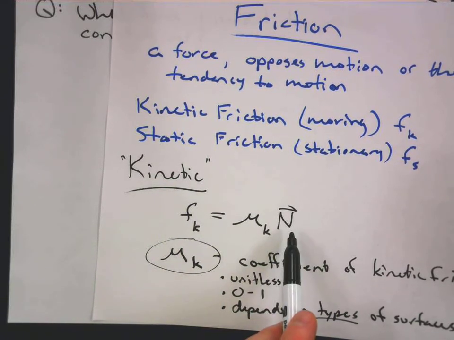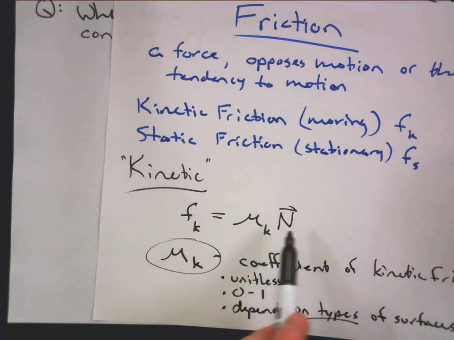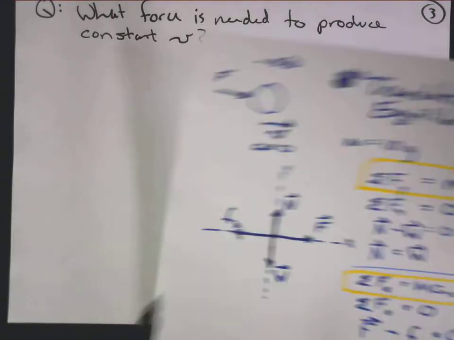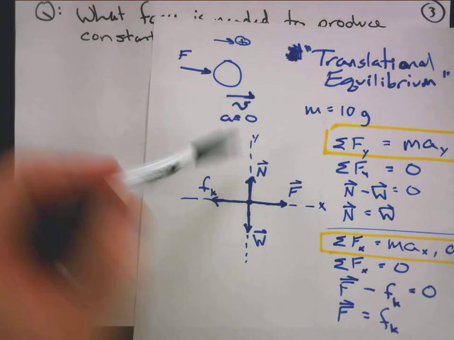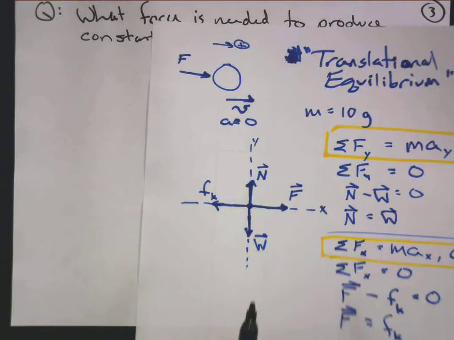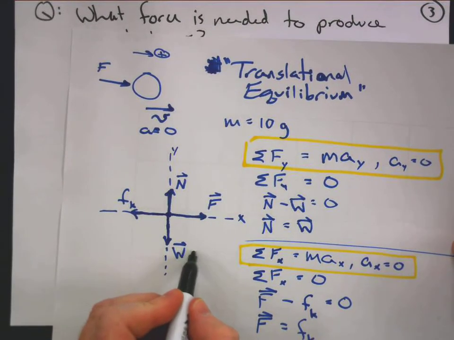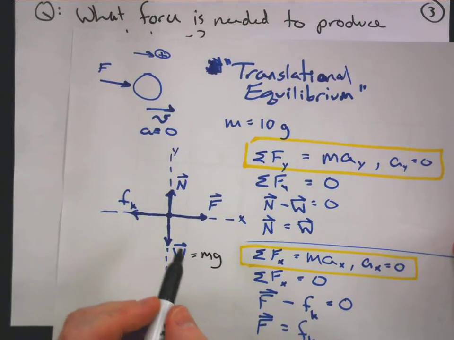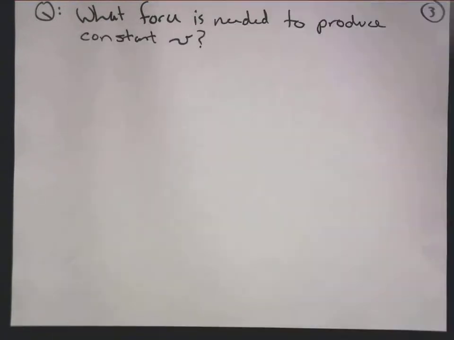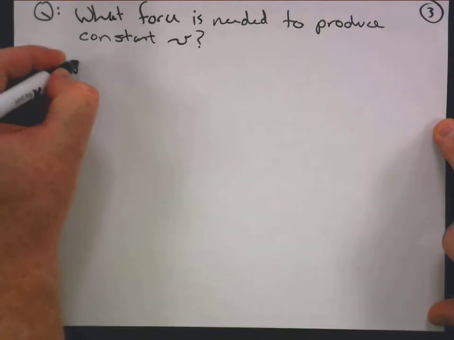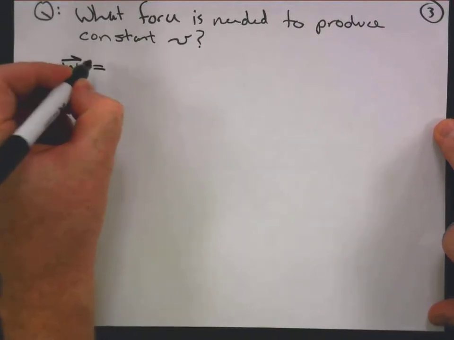Normal force, so I have to know the normal force to know the friction. Well, I know that my normal force is equivalent to my weight. So I need the weight. And what is weight? Weight is mg. And I know the mass, and I know g. You can see where this is going. Let's get this rolling. Here's how I would approach this. Weight is mg.